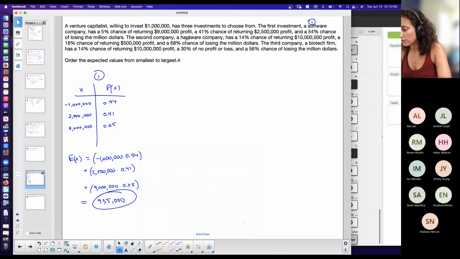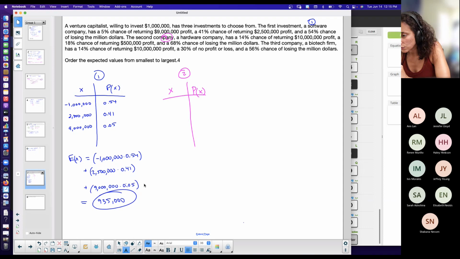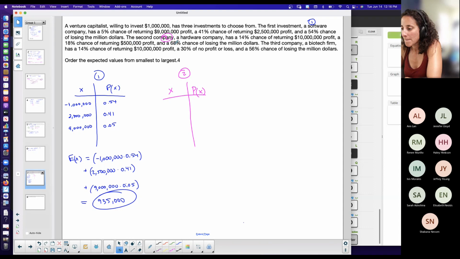Second company. This is number 2. Let's do that. Now, you see why I don't necessarily need to draw the table to do the expected value. I'm just drawing the table for practice for you guys, but you don't have to do that, right? So he's either going to get $10 million profit, 14% chance. That's a higher probability than that one. But let's see, 18% chance of returning 500,000 profit, 68% chance of losing the $1 million.